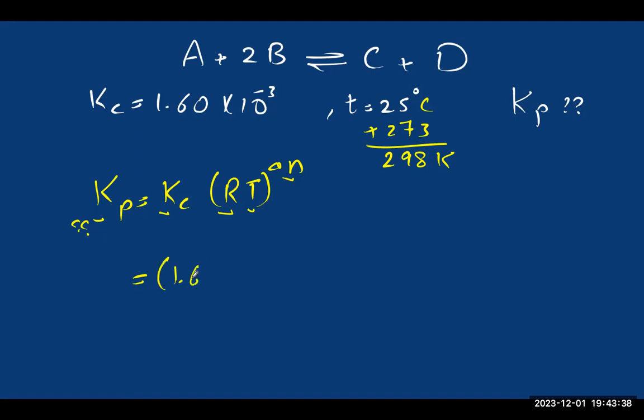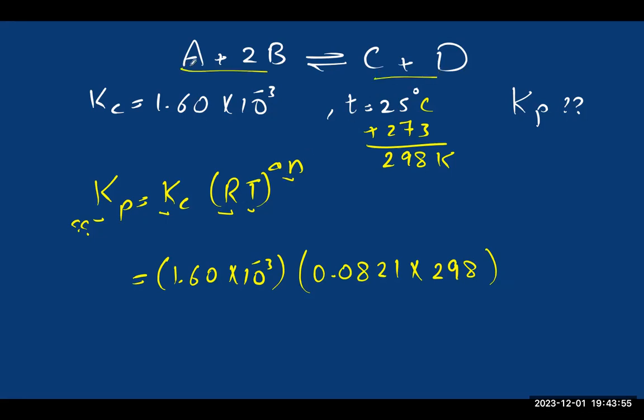So Kc is 1.06 times 10 to the negative 3, multiplied by R, which is 0.0821, multiplied by the temperature 298, and this will be raised to the power of the number of moles of products minus the number of moles of reactants. Let's calculate the number of moles of products. The number of moles is taken from the coefficients. We have 1 and 1, so the products are 2. And we have 1 and 2, so reactants are 3. You need to calculate this with your calculator, and it will be 6.54 times 10 to the negative 5. So this will be Kp.